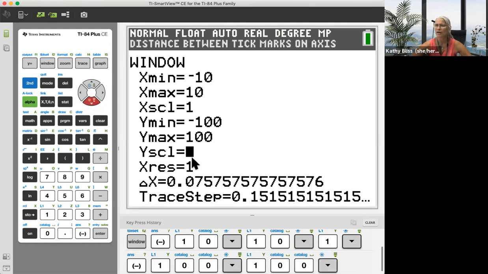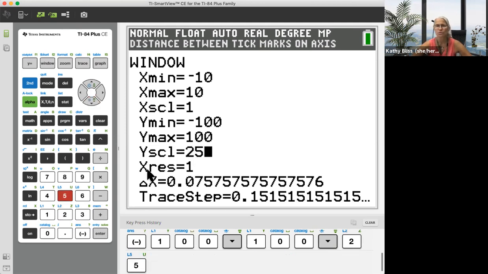And then here, if I had a Y scale of 1, I'd have lots and lots of tick marks, because from -100 to 100 that's a range of 200 points, and I'd have 200 tick marks. So I'm going to make that 25 to delineate it a little bit better. And then the rest of the stuff you don't really need to worry about. Okay? So there's my window setup.